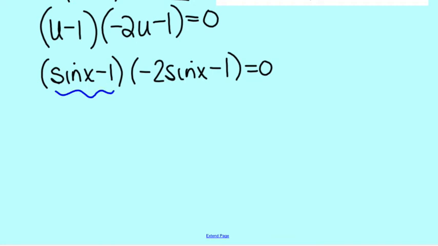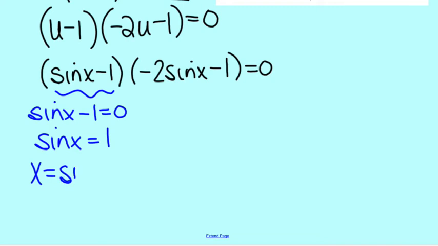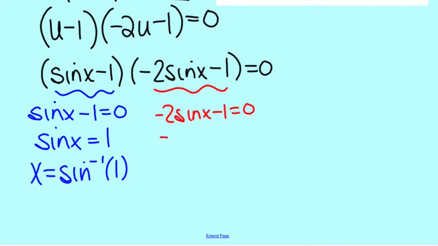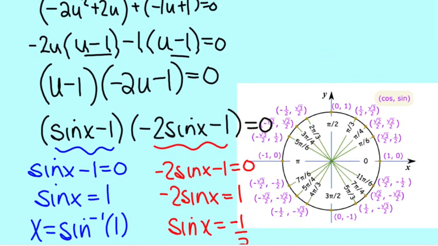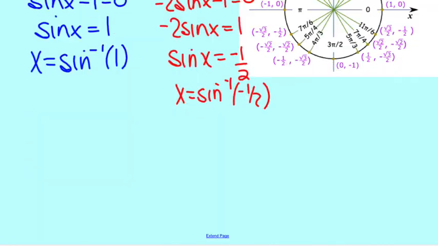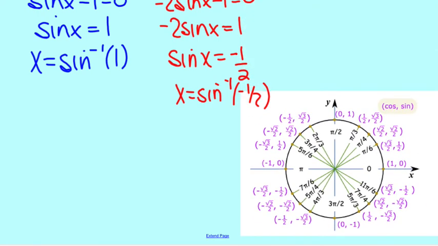So now we'll continue setting each factor equal to 0 and solve for x. So the sine of x equals 1. X equals the sine inverse of 1. Do this one next: negative 2 sine of x minus 1 equals 0. Add 1 to both sides. Divide both sides by negative 2. And then use your inverse trig. I'm just going to pull down my unit circle to choose our values. So let's start with the blue one.